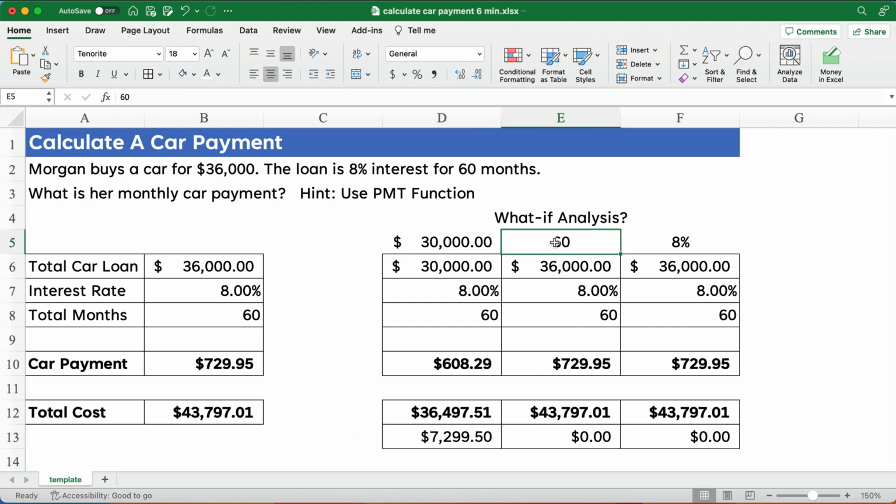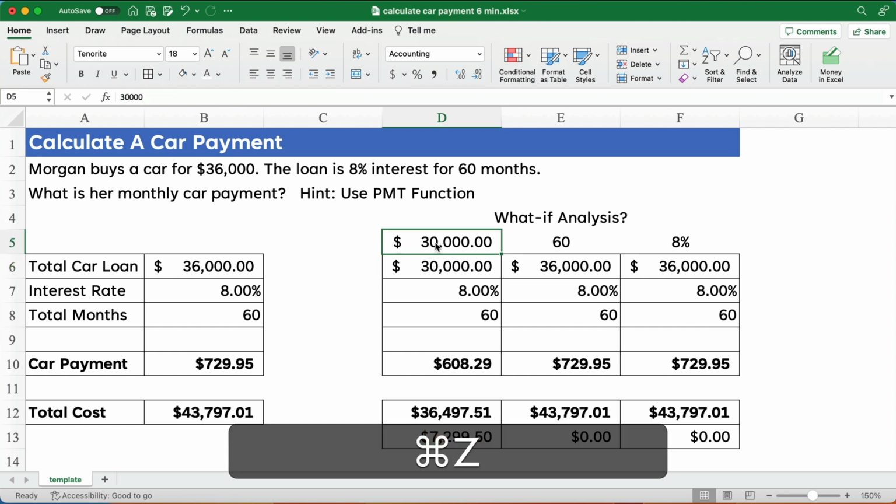The opposite's true. What if we bumped it up to $40,000? You say, hey, I don't really worry about it. I'm going to owe $40,000. Well, then you're spending an extra $4,800, $4,900 just by spending that extra $4,000 on a loan.